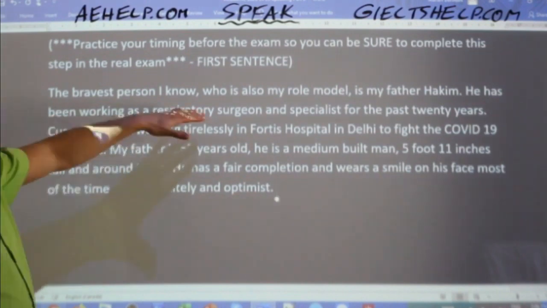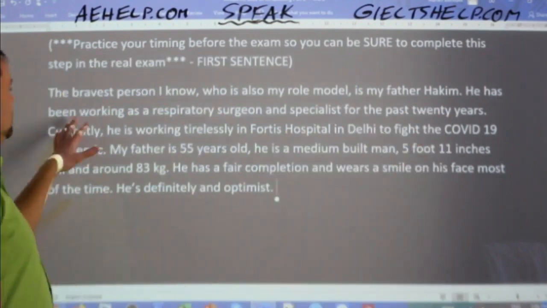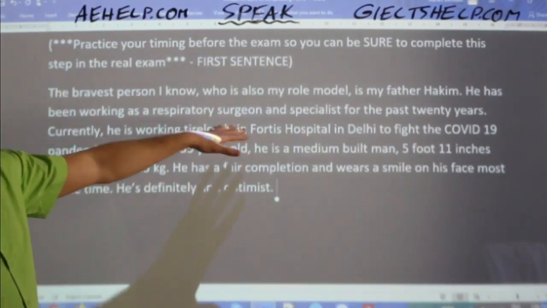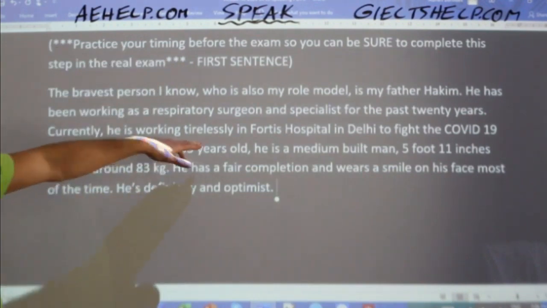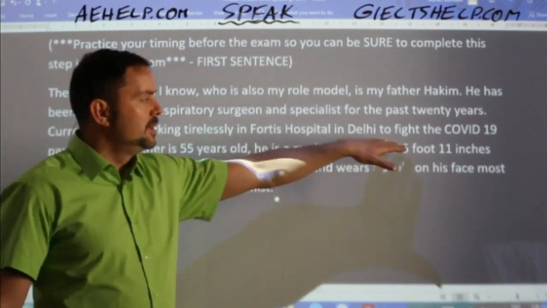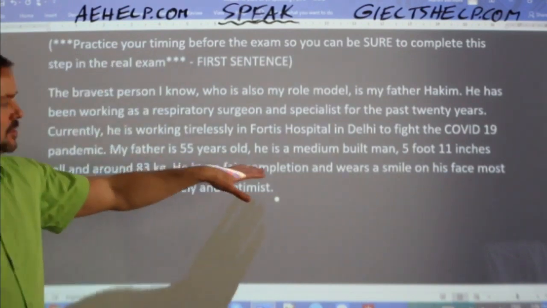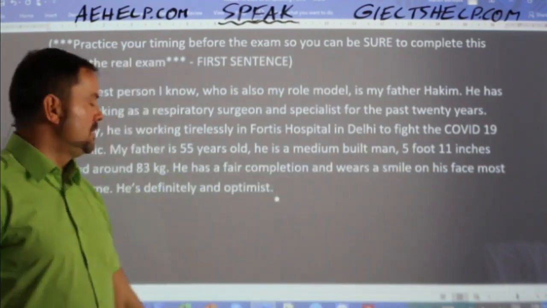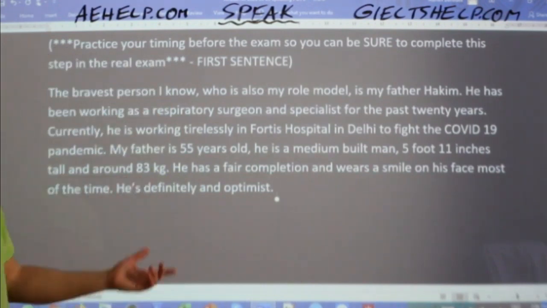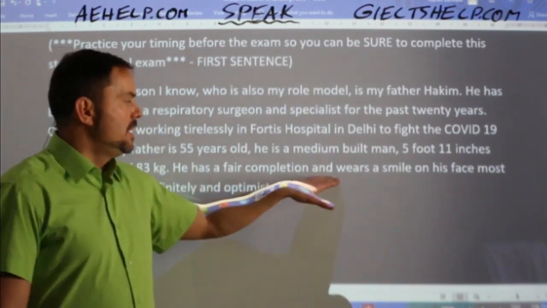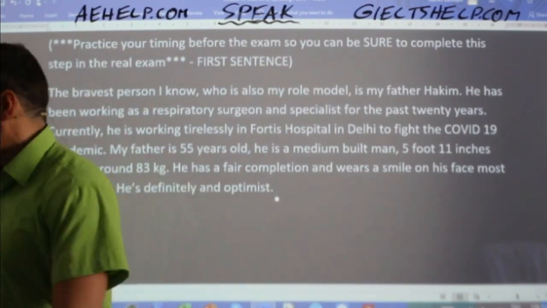The bravest person I know who is also my role model is my father, Hakeem. He has been working as a respiratory surgeon and specialist for the past 20 years. Currently, he's working tirelessly in Fortis Hospital in Delhi to fight the COVID-19 pandemic. My father is 55 years old. He is a medium-built man, 5 foot 11 inches tall and around 83 kilograms. He has a fair complexion and wears a smile on his face most of the time. He's definitely an optimist.